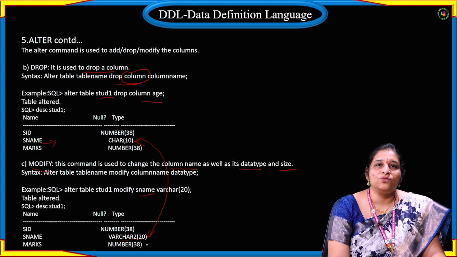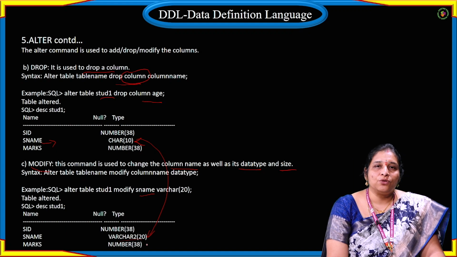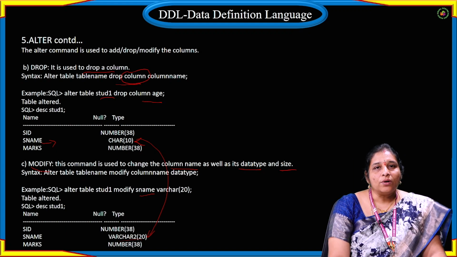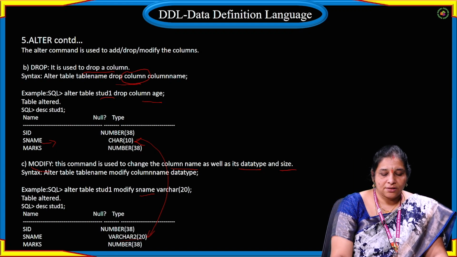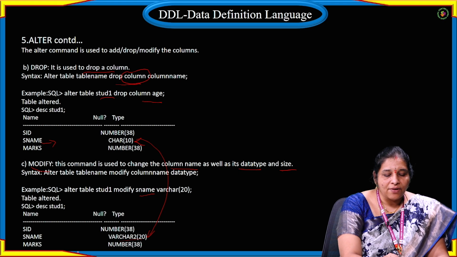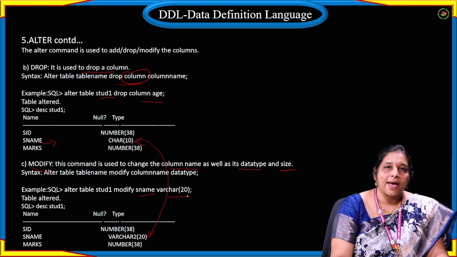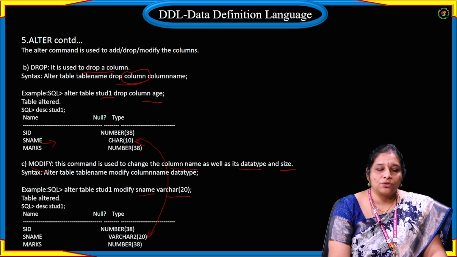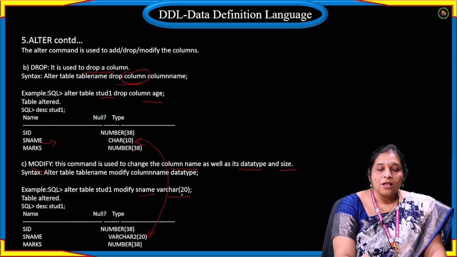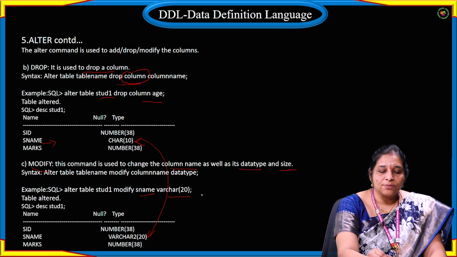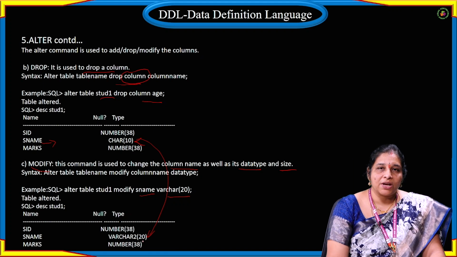So I am just trying to change SName from char to varchar, which is more appropriate in this context. Now when I modify SName with varchar of 20, my character data type is changed to varchar, and I also have modified the size. Previously I had given 10, now I have given 20.